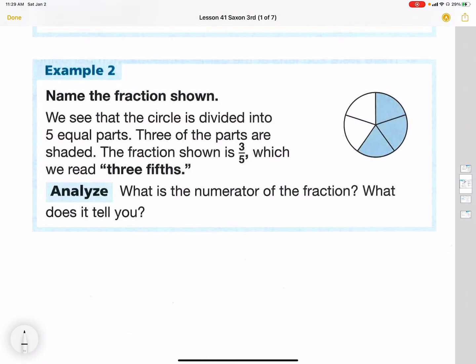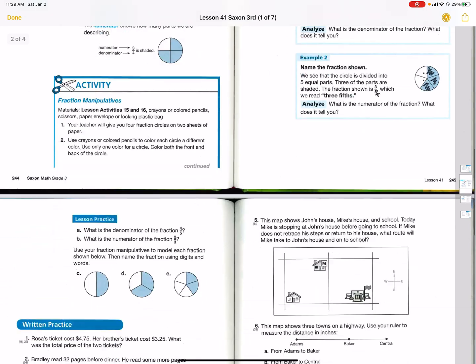So here we have another circle. It's not divided into 4 pieces all together this time. It's 1, 2, 3, 4, 5 all together. The denominator is 5. And we have how many shaded? 1, 2, 3 are shaded. So this is the fraction 3/5. Okay.